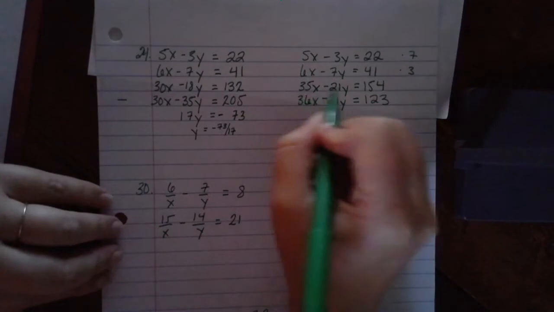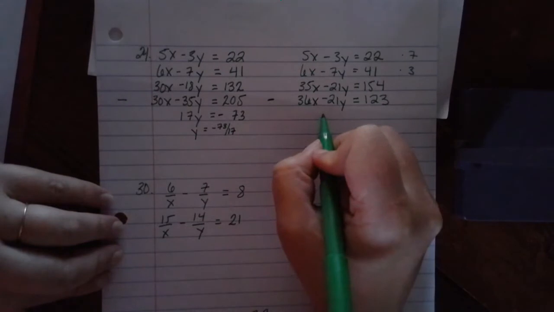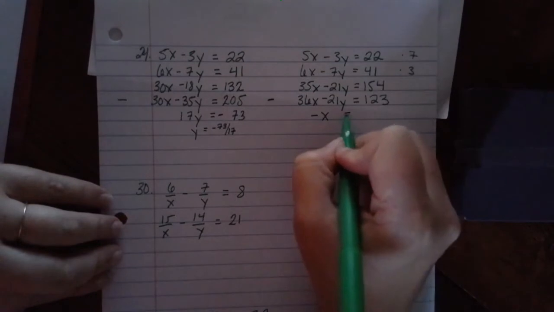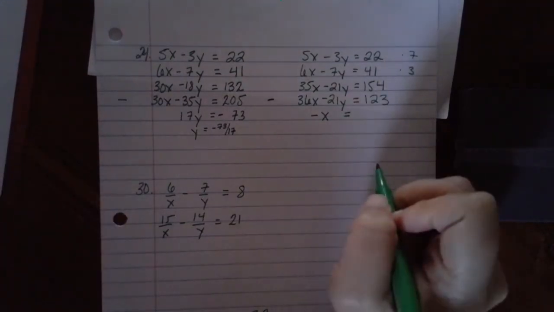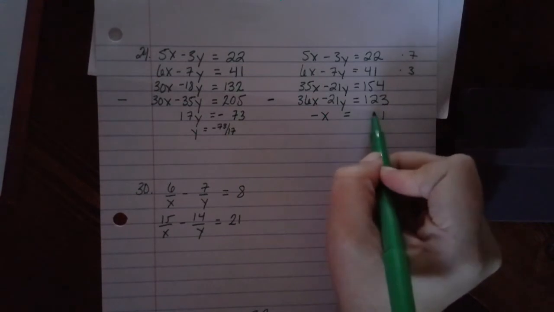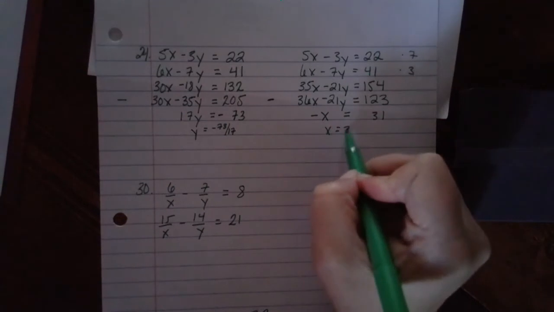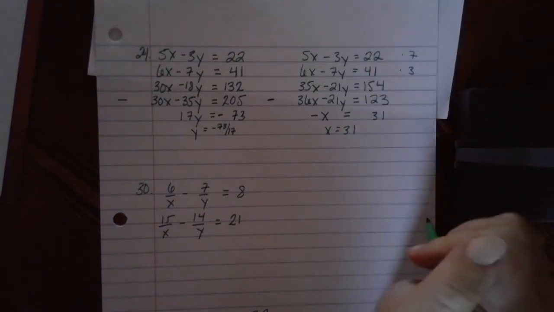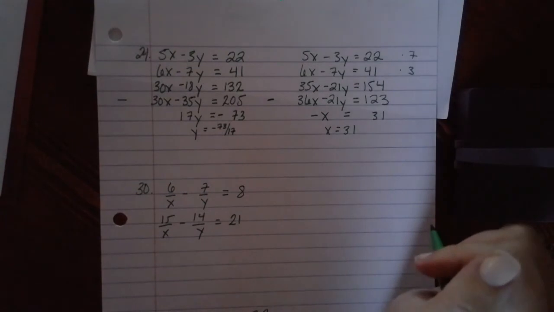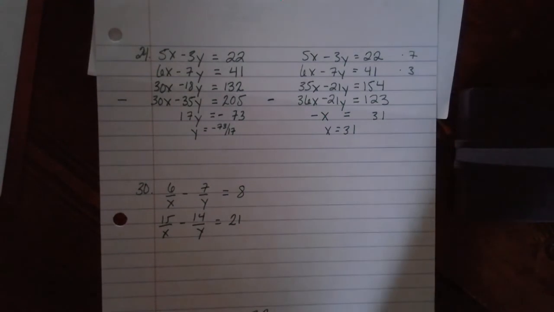Okay, so same signs on my y's, so I'm going to subtract. 35x minus 36x is kind of nice. It's just negative x. See that? And negative x equals 154 minus 121 is 31, so x equals 31. Guys, that is not the answer in the book. Okay. I actually am a little bit suspicious, though, that the answer in the book could be wrong.